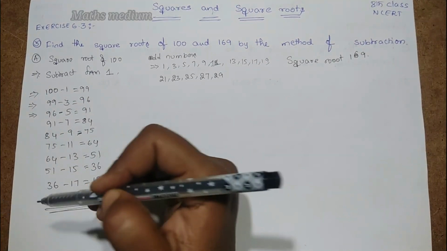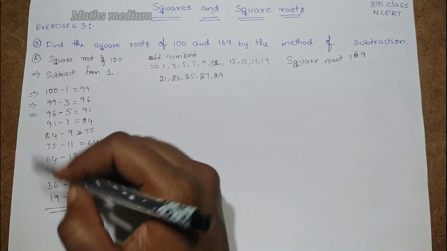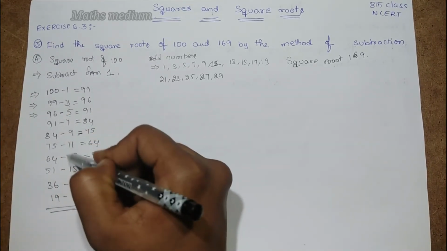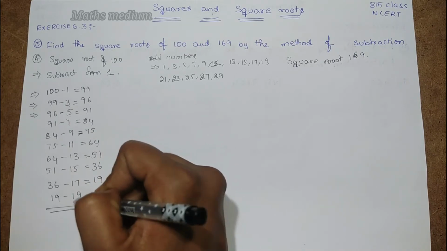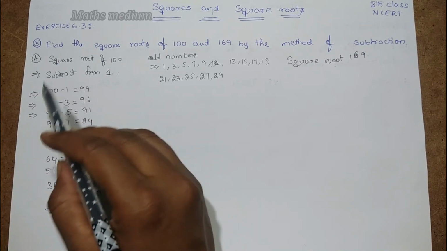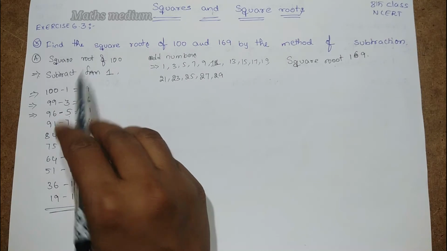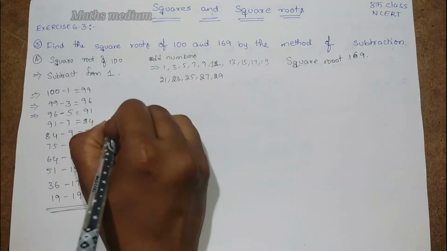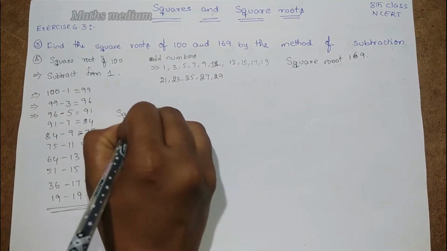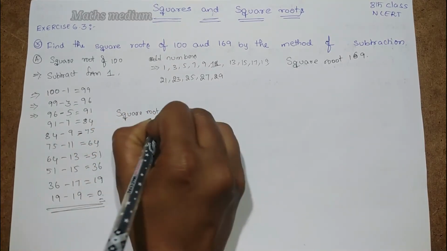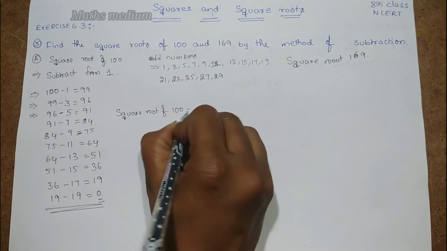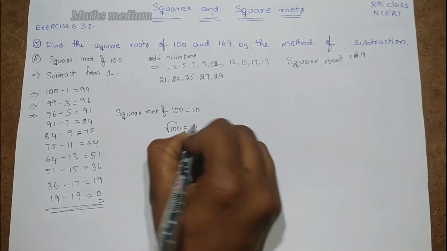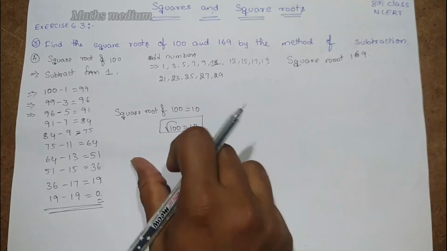Now count how many odd numbers we have used to subtract here. 1, 2, 3, 4, 5, 6, 7, 8, 9, 10. So by using 10 numbers, we repeatedly subtracted from the given number. Here we get 0. It is a perfect square. Now the square root of 100 is equal to 10, or else root over 100 is equal to 10. This is the answer for this question.